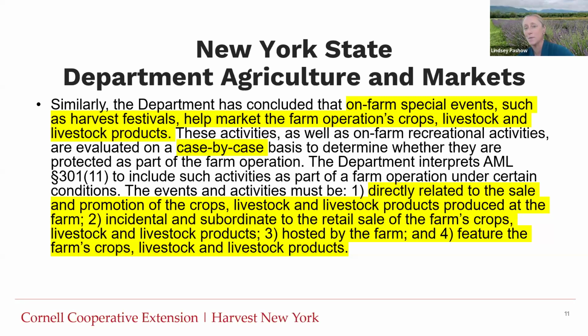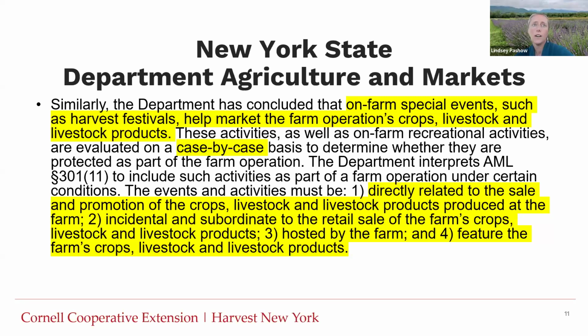You're going to have a pumpkin festival where people come for hayrides and to pick pumpkins. Maybe you charge an admission fee to go in, and they walk out with one pumpkin. When there might be any type of issues with an agritourism operation, those activities are going to be reviewed on a case-by-case basis with the department.